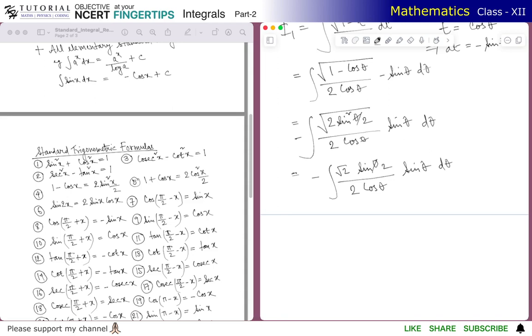Cos theta, tan theta. We are having different angles, theta and theta by 2. Tan theta by 2, tan theta, sin theta by 2, cos theta by 2.